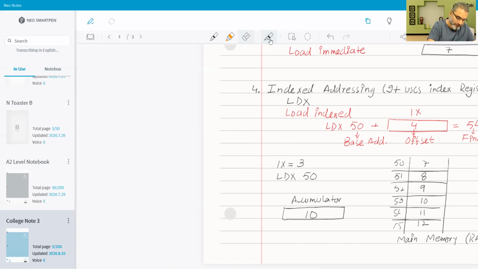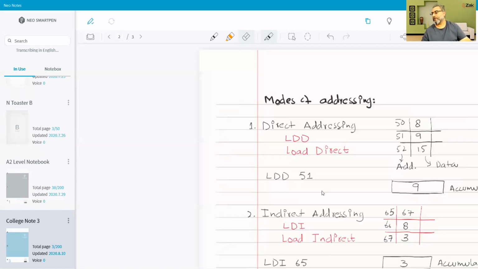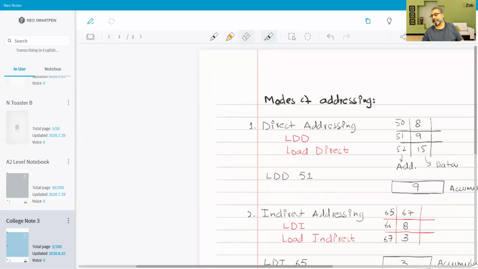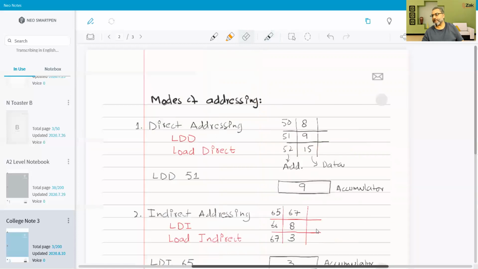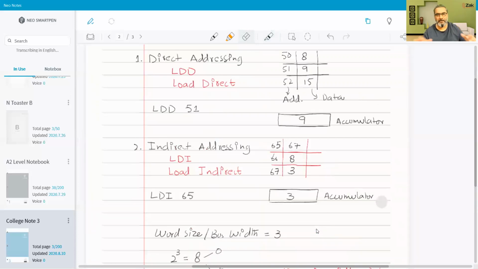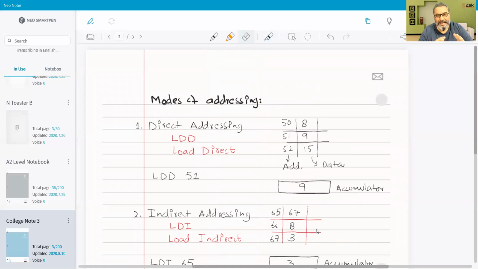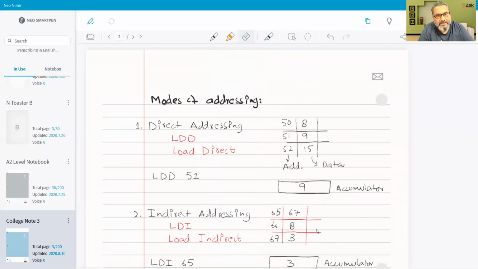Modes of addressing. What does modes of addressing mean, son? Modes of addressing means in how many ways we can access data while writing assembly language. These are actually in the form of instructions, assembly language instructions or low level instructions. There are certain modes of addressing.